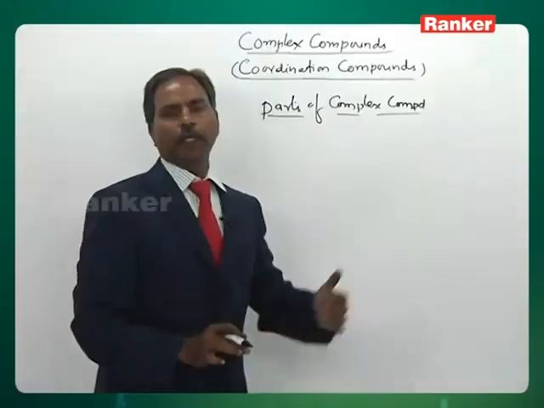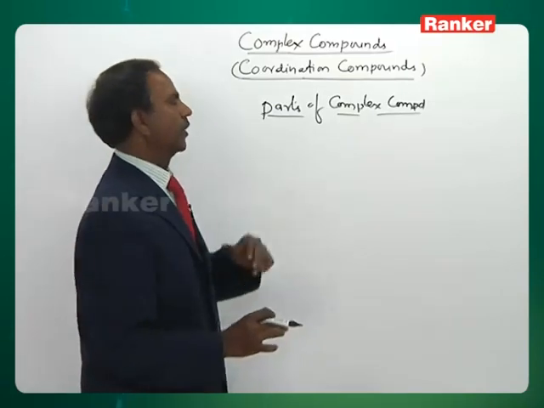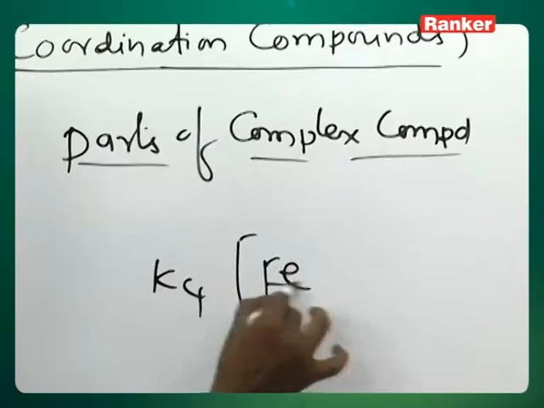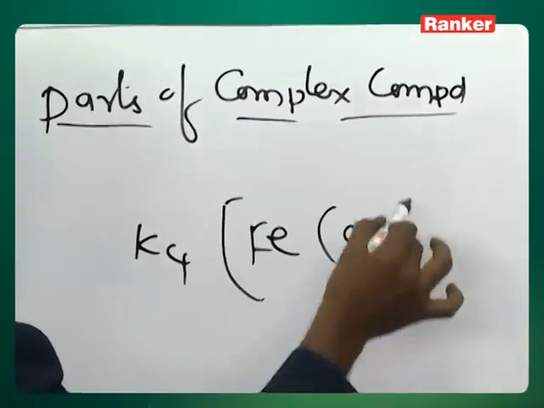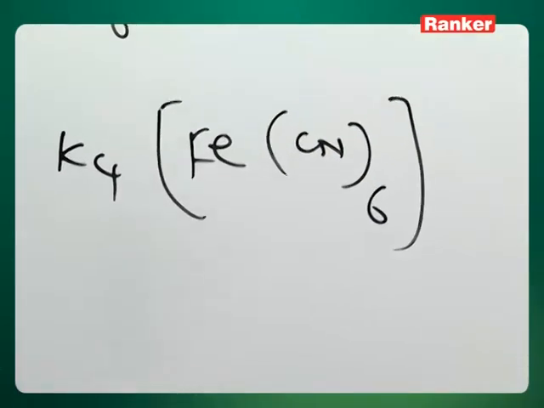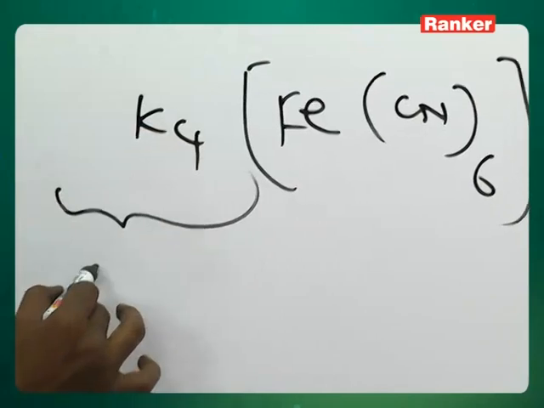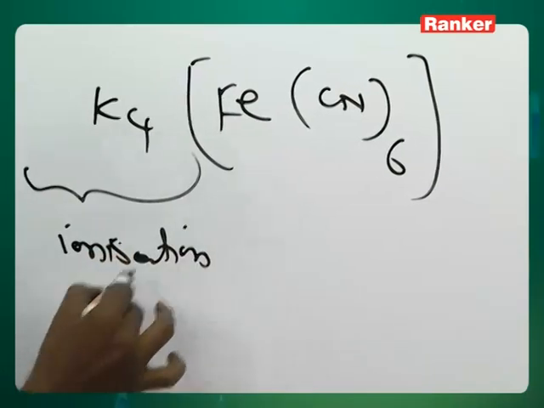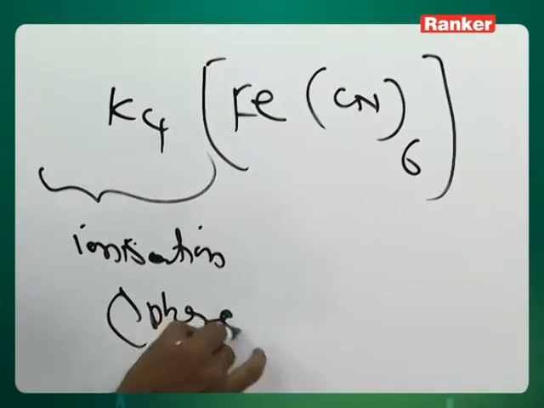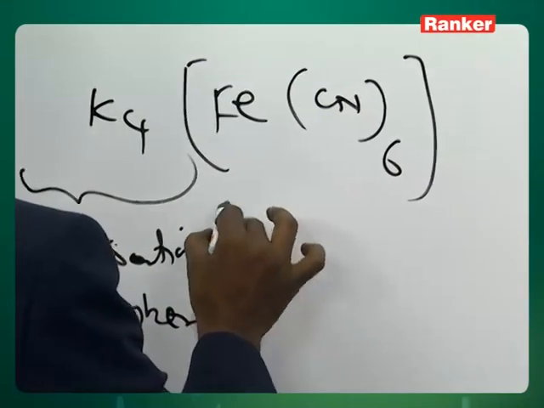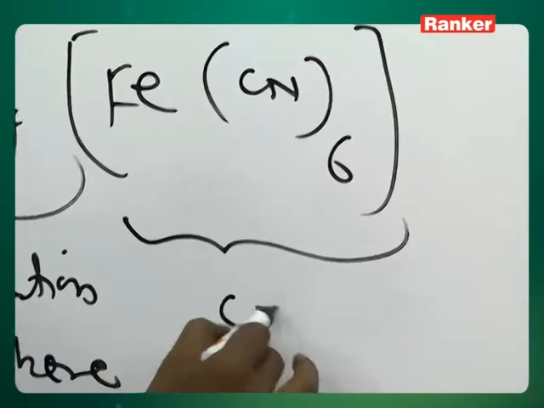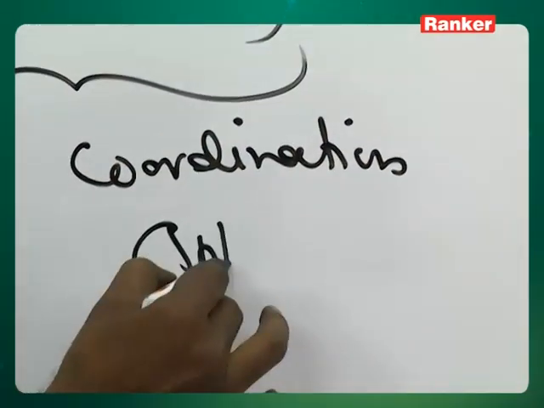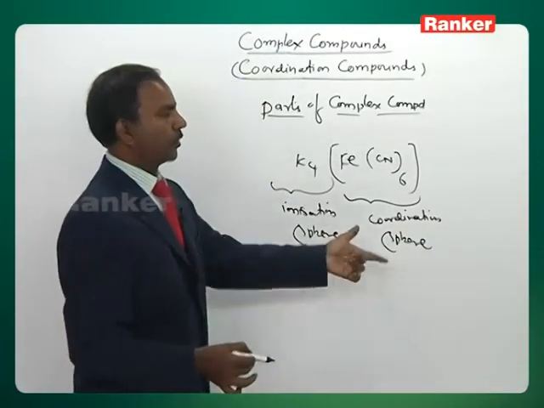See, different parts are there in a particular complex compound. Look here, K4[Fe(CN)6], we consider a simple complex. This particular part we call the ionization sphere. And this particular part we call the coordination sphere.